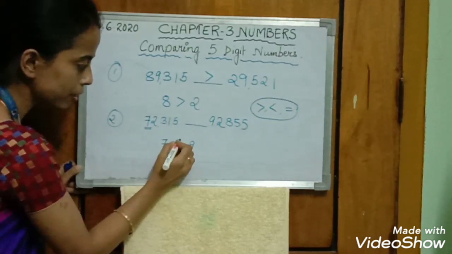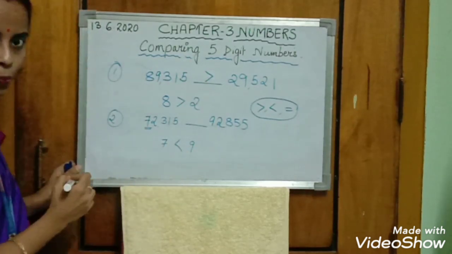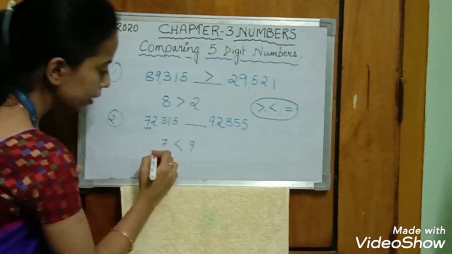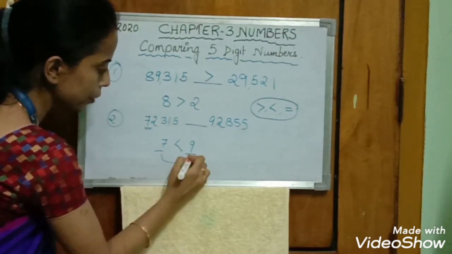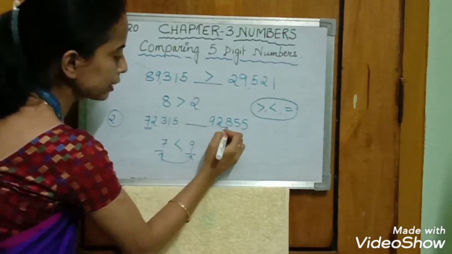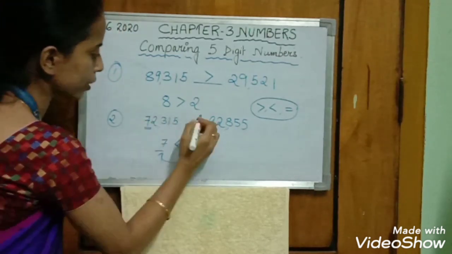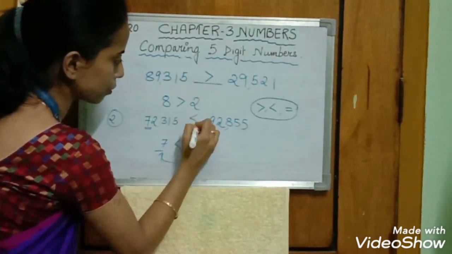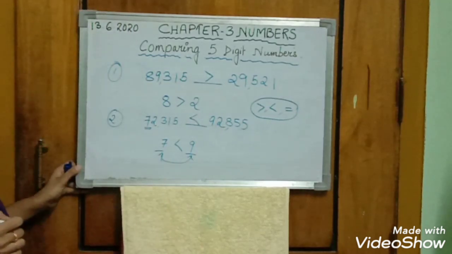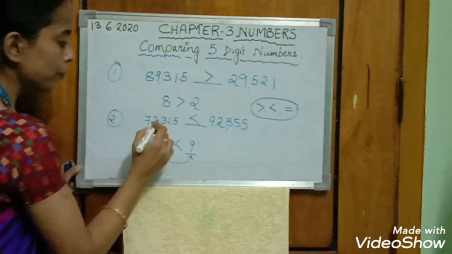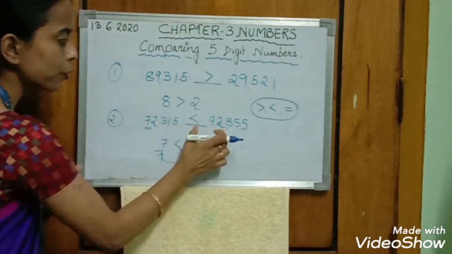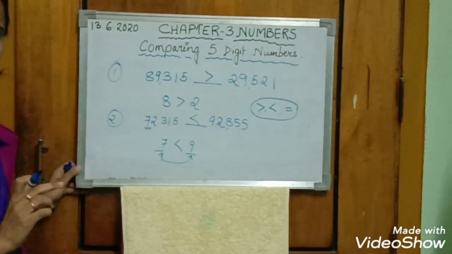By seeing these two numbers, easily we can say 9 is greater than 7. Yes or no? 9 is greater than 7. Then from here easily we can say that 92,855 is greater than 72,350. So by seeing the place value, we can compare the numbers.